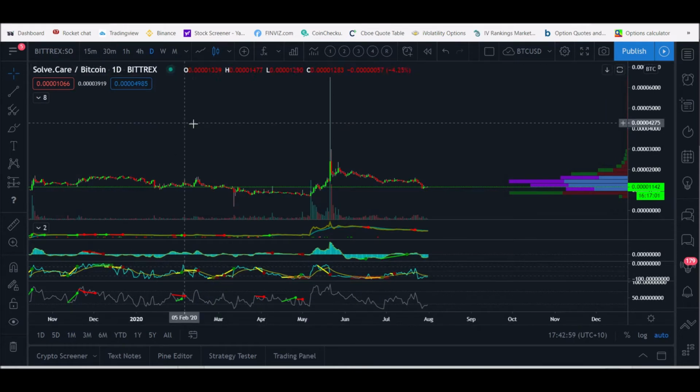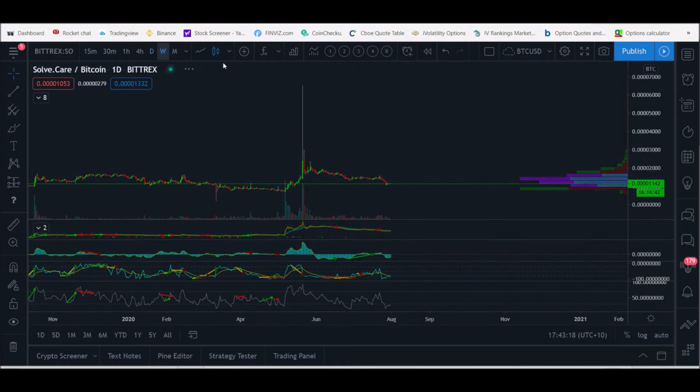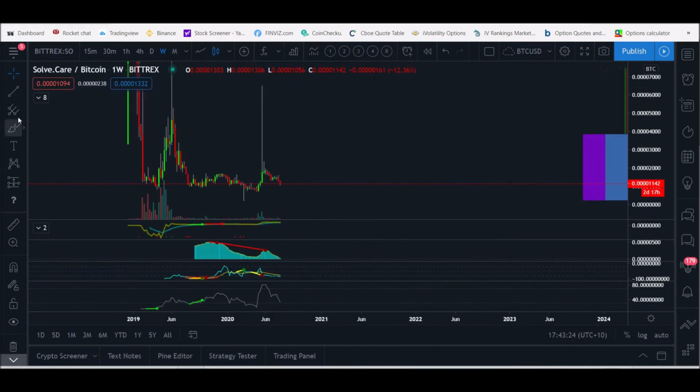Moving on to Solve. Yes, or SOL. This is on Bittrex. Pretty sure it's on KuCoin and Huobi, I think. But yeah, you guys can check that out anyway. This actually doesn't look too bad. What's the weekly look like? So this wick eventually will be filled in at some time. So I do like the look of this.